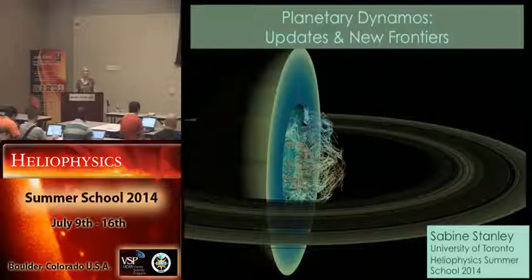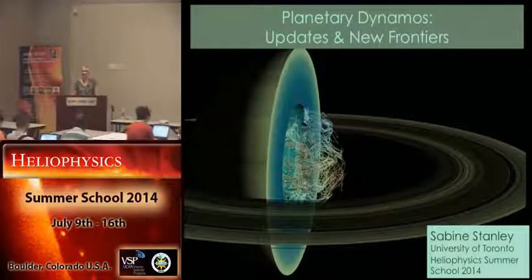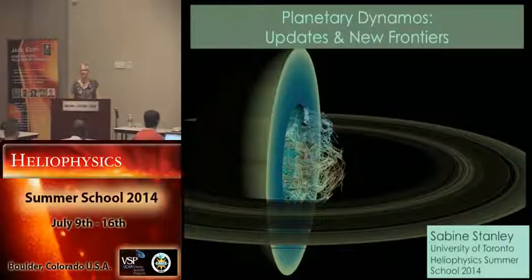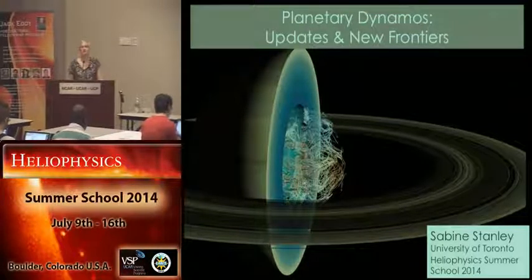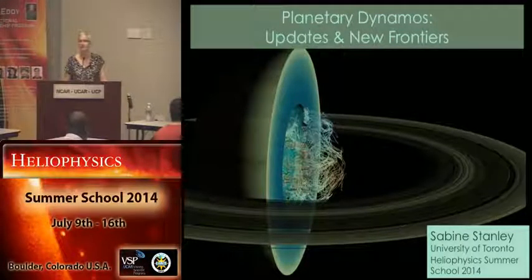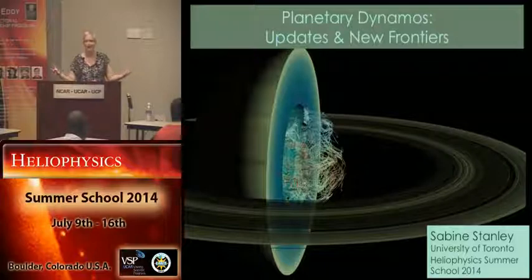Okay. So my name is Sabine Stanley. I'll be giving the next couple of 45-minute lectures this morning, getting into the early afternoon. My background, I'm someone who does planetary dynamos, focusing mainly on numerical simulations. How do we get the planets to make the magnetic fields that they do? And so this is really one boundary or one input into the whole heliophysics problem.